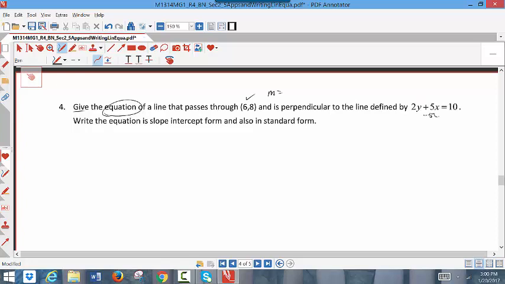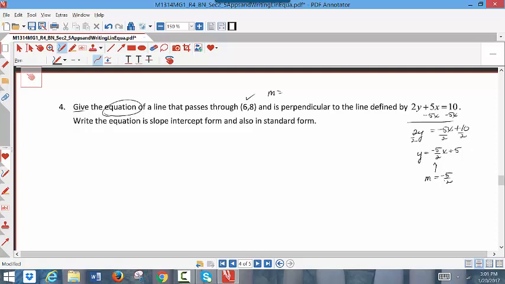So I need to move the 5x to the other side of this equation. So I have 2y equaling -5x plus 10. Now remember, it has to say y equals to pull the slope off the equation. So I need to divide everything by 2. So I get y equaling -5/2 x plus 5. Now that the equation says y equals, my slope is the -5/2.